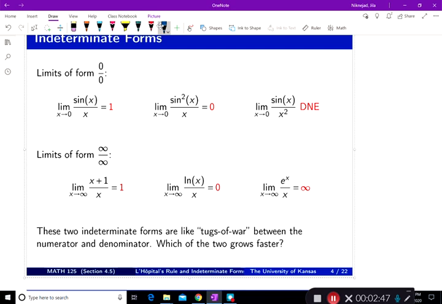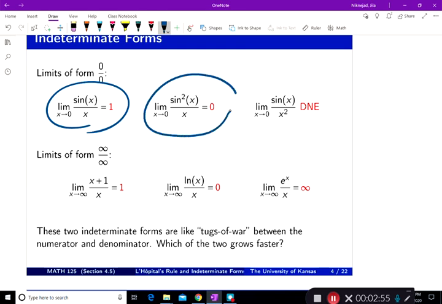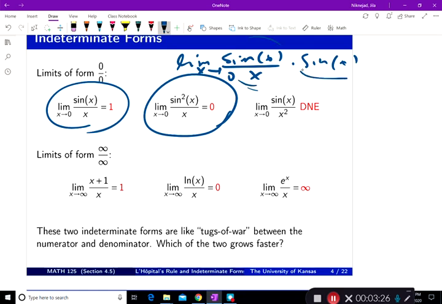From the past, we know the limit of sine of x over x as x goes to 0 is equal to 1. This is a form 0 over 0. Another form 0 over 0, if I plug in, I get 0 over 0, is sine squared x over x. You can basically simplify this and see. One way of finding this from the information that we have from before is to separate it as this. And this part goes to 1 and this part goes to 0.